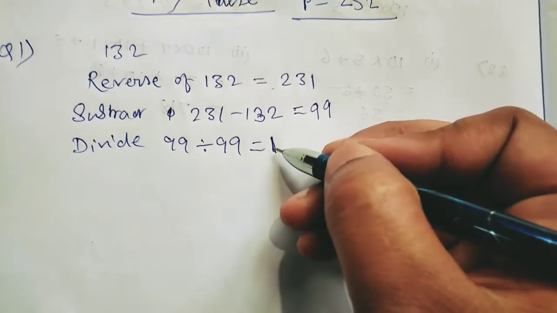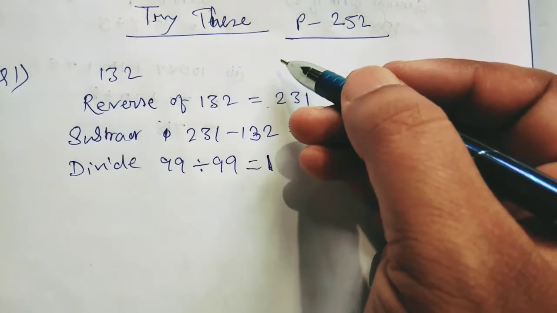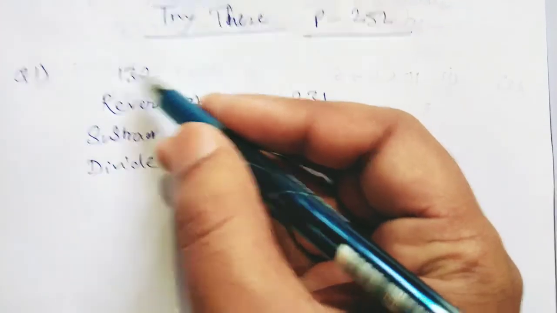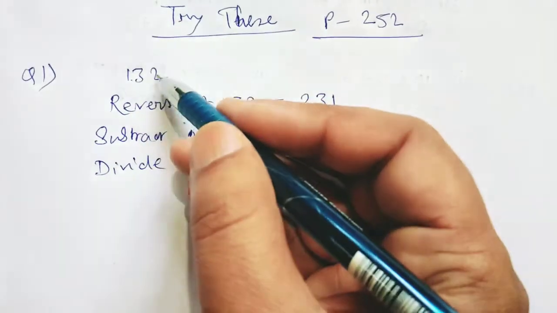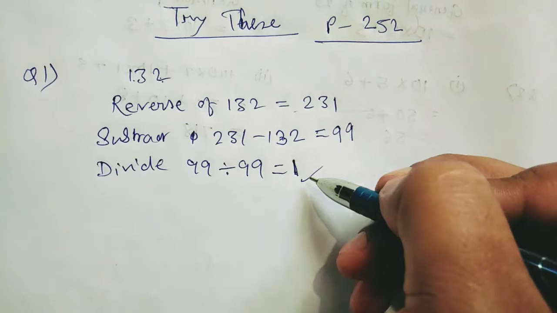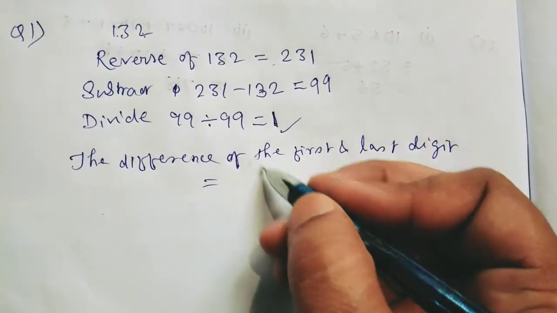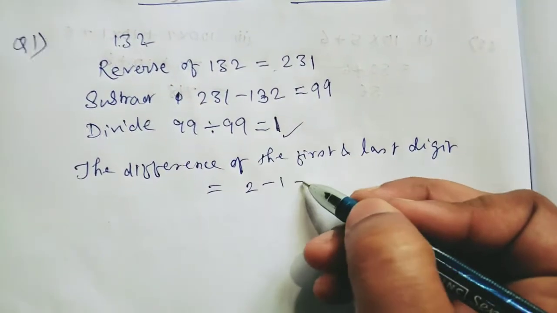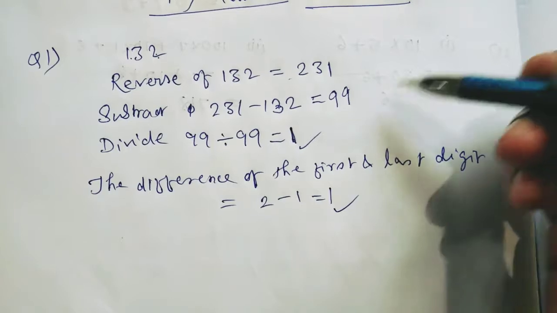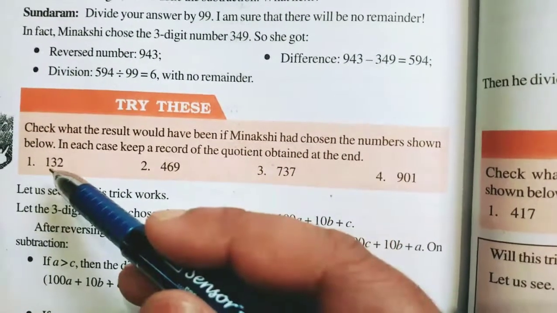Now we'll check whether this answer is correct or incorrect. How will we check? From the previous process we saw, we have to subtract these two digits. This is C, this is A. C minus A is 2 minus 1, which is 1. So here our 1 is coming, right? In this way you can check our answer. So it is correct. The difference of the first and last digit is 2 minus 1, which is 1. That means both match, so this process is correct. In this case we have seen that C is greater than A.